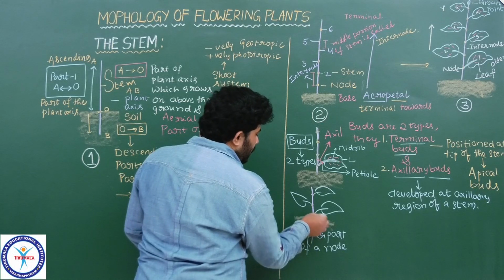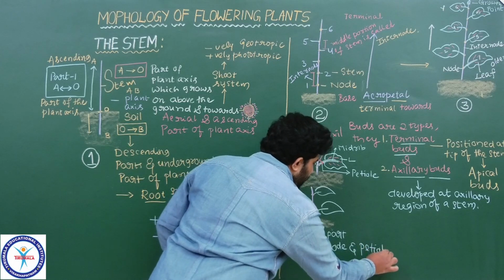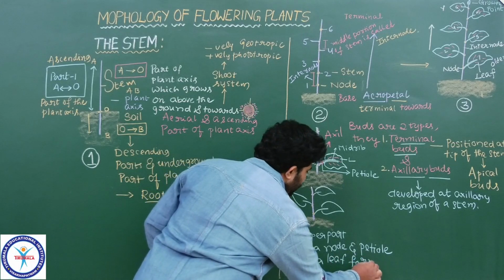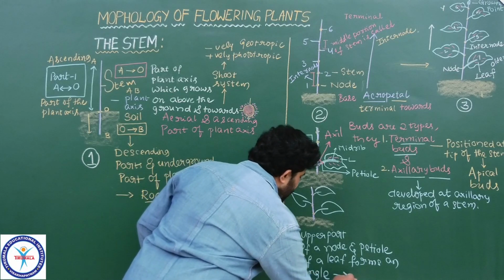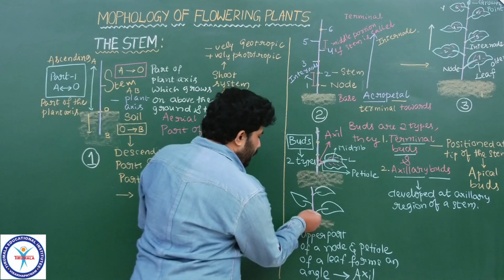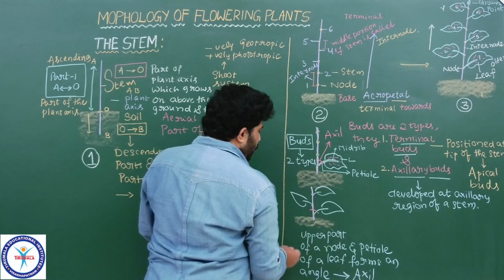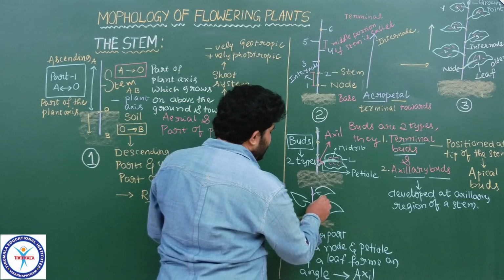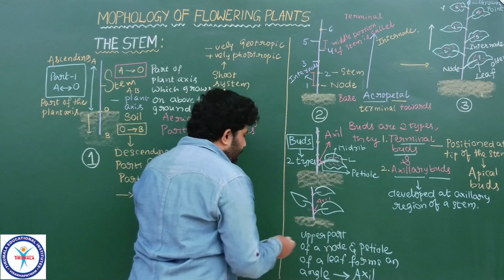The upper part of a node and the petiole of a leaf form an angle. This angle is called the axil. So see here, the petiole and the upper part of the shoot system or node make an angle; exactly, this angle is called the axil. Okay, in this axil many buds are developing.